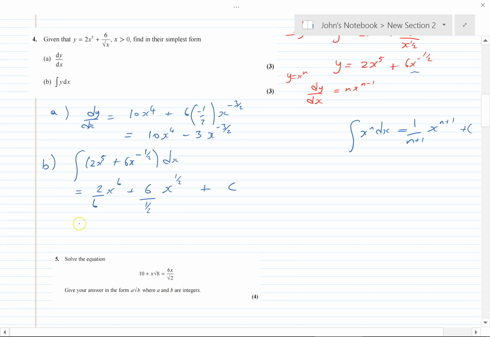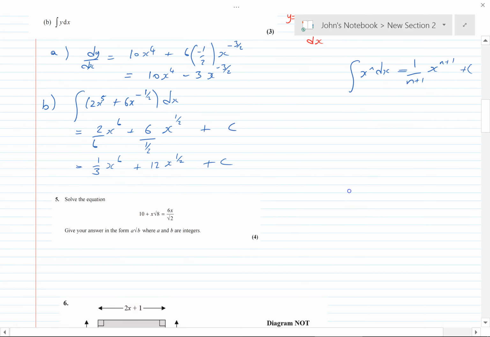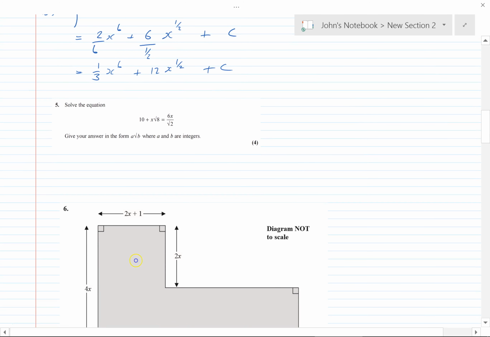Now it's not simplified, let's simplify it as much as we can. 2 over 6 is the same as 1 over 3. x to the 6 plus 12 x to the half plus c. Okay, so that's it. Now we're on to question 5.